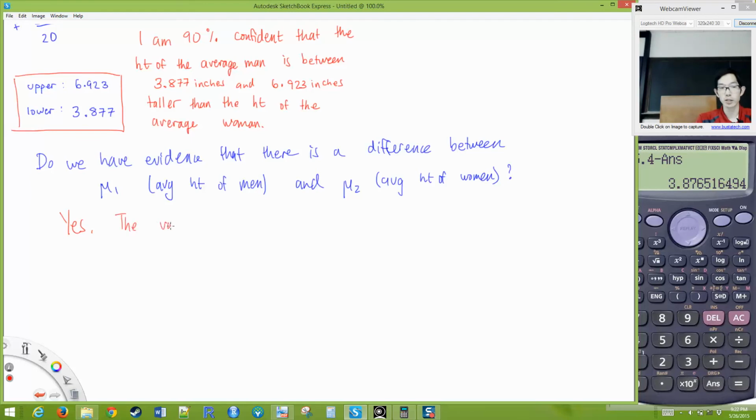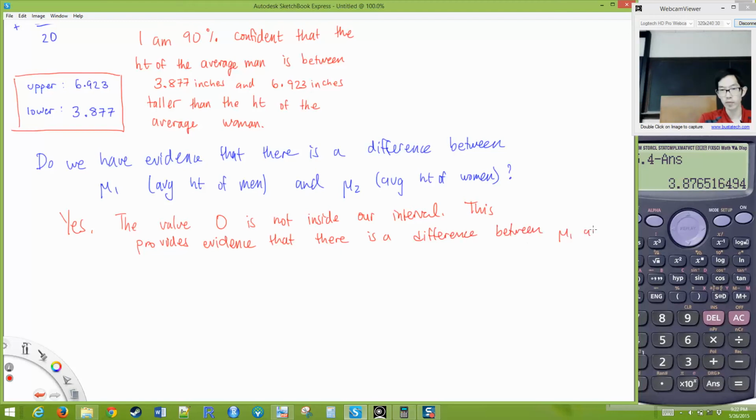0, okay? Because if the value 0 were in our interval, then that would indicate that there's no difference between the heights because the difference is 0, okay? So the value 0 is not inside our interval. This provides evidence that there is a difference between mu1 and mu2.